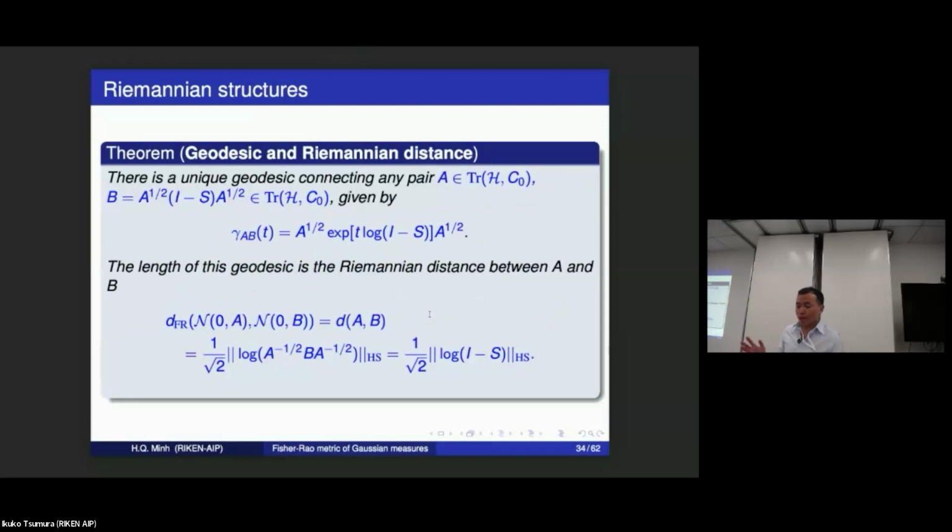And also we have a geodesic curve. It has a similar form to the finite dimensional setting, and we have a geodesic distance. This expression here is well defined. As I said, in general, it's not well defined. In this case, it is well defined.